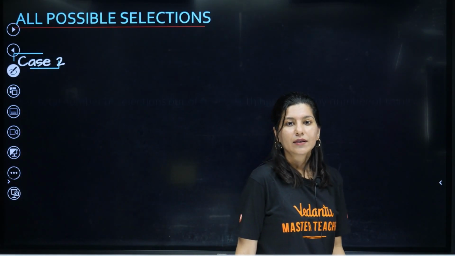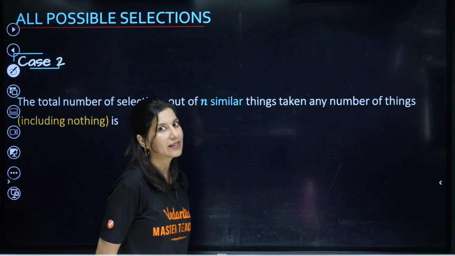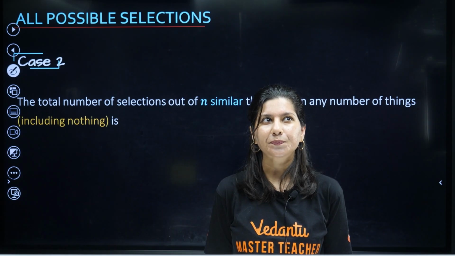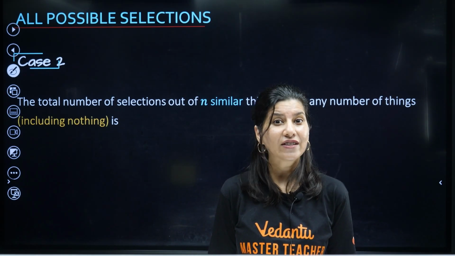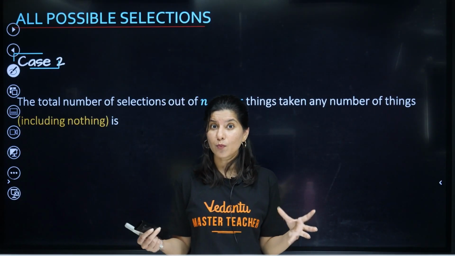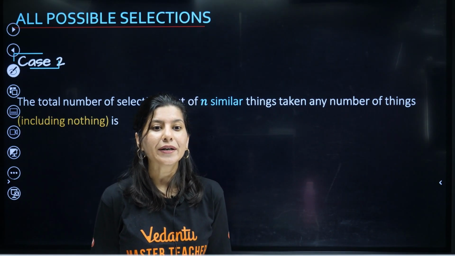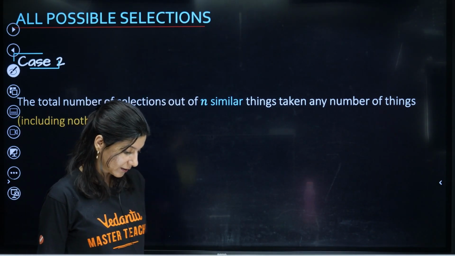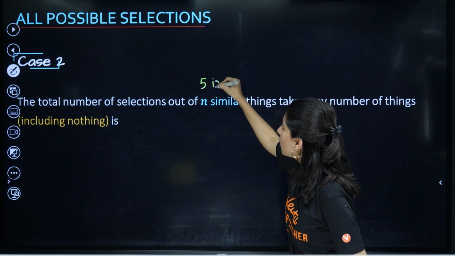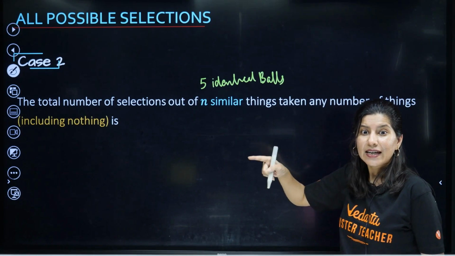Now, this time, we are talking about similar things, for example, 5 oranges, 5 identical balls. So if I am having 5 identical balls, same color, same everything, identical, and I want to select the total number of selections of, let's say, 5 identical balls, taken any number of things including nothing.